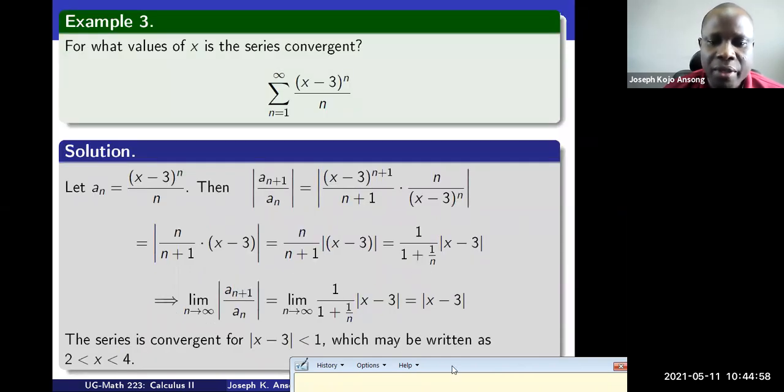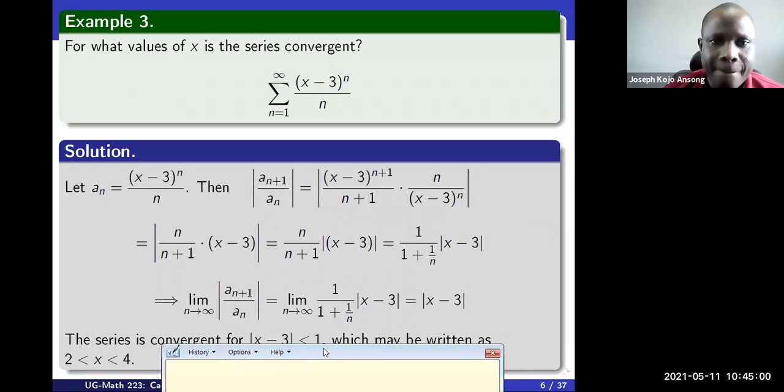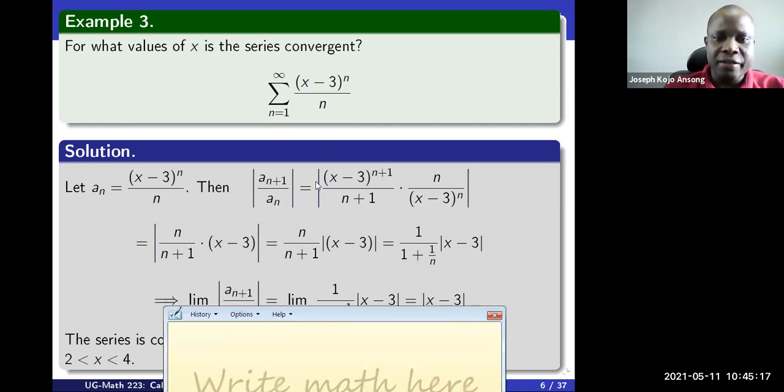So here's a good example. You have this series from 1 to infinity, x minus 3 to the n over n. It says, for what values of x is the series convergent? So that is talking about the interval of convergence. Of course, if you can find the radius, then the interval is easy, right?